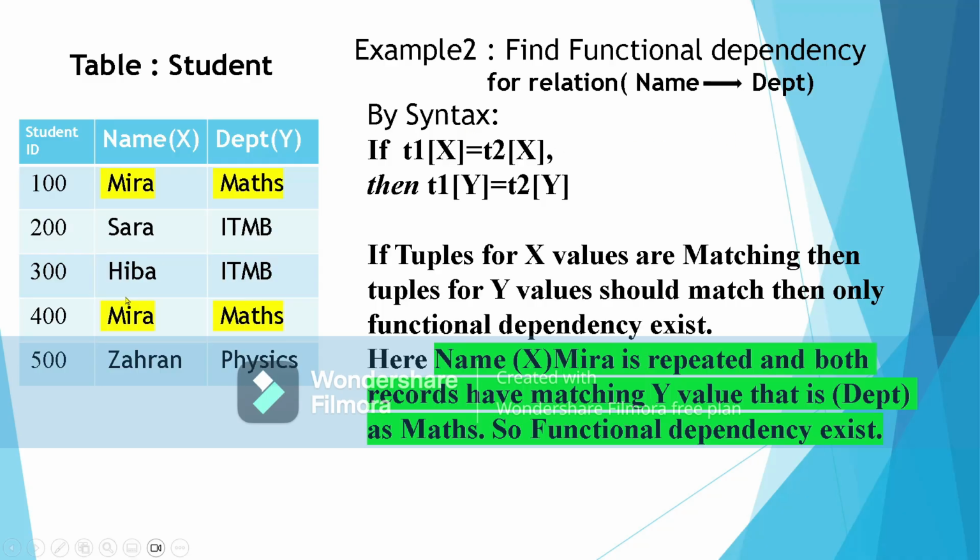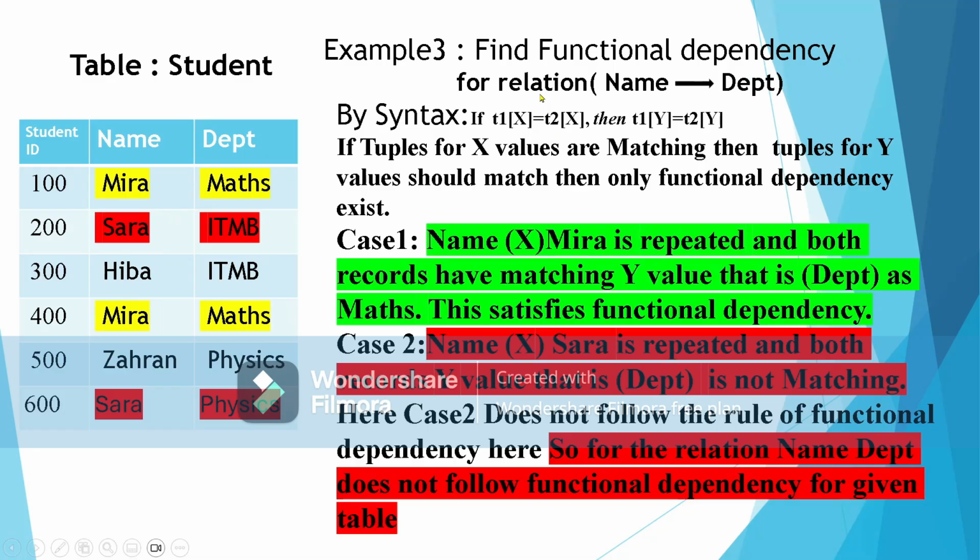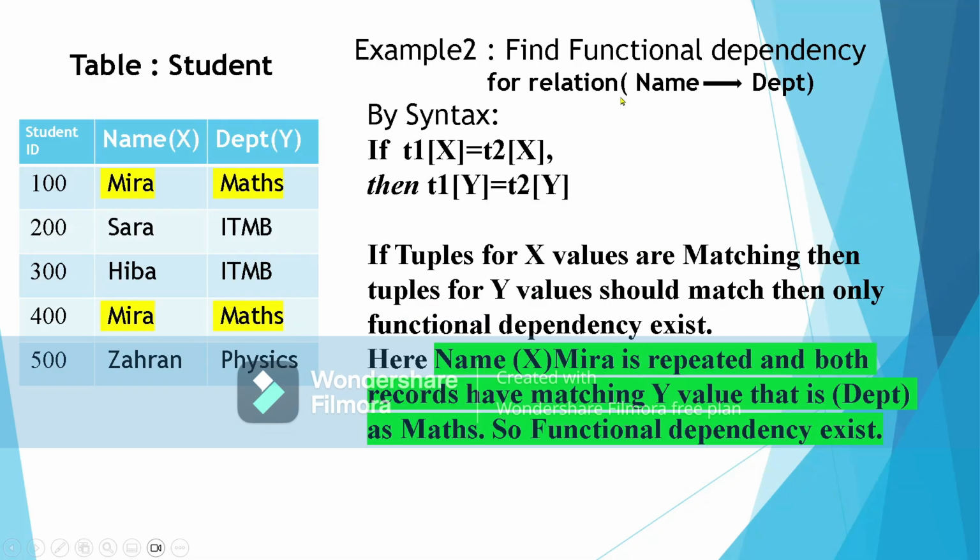Take another case to identify the functional dependency. Suppose we want to find out the functional dependency between name of the student and department. So here name we are considering as an x value and department as a y value. So we can see here the value of x, that is the name of the student, is repeated here.